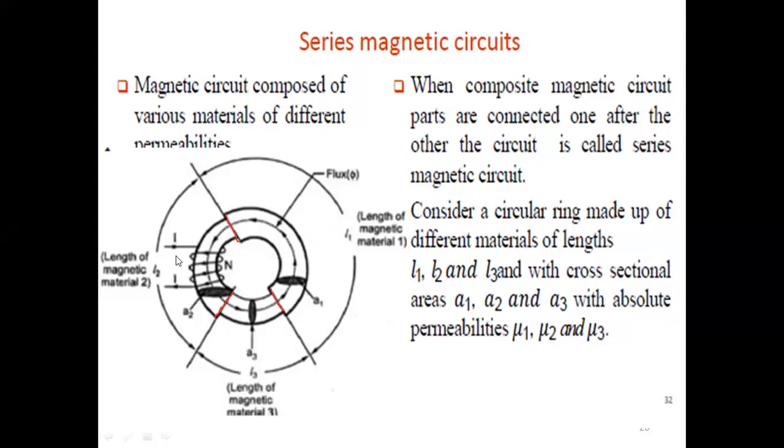Yes, sir. Okay. The current I, and these are the number of turns N. From here to here, that is L1, we have to show somewhere. From this red line to this red line, we have to show L1 somewhere outside. This is just the indication of L1. Length of magnetic material 1, you just write L1 here.